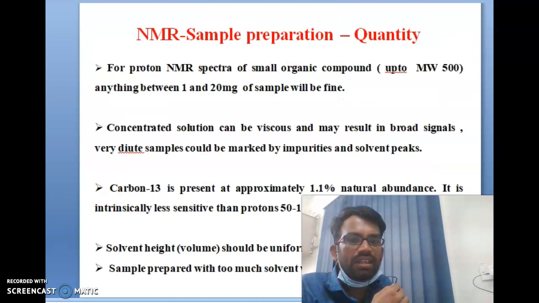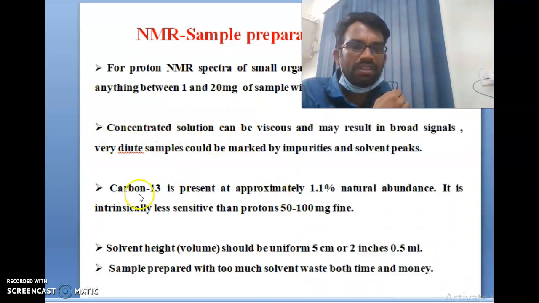You can see the next one, NMR sample preparation quantity. How much quantity? For proton NMR, if your compound has a molecular weight up to 500, then you can use 1 to 20 mg. If the signals are viscous and broad, for carbon-13 you can use 50 to 100 mg. 50 to 100 mg is fine for carbon-13 NMR. For solvent height, you can see 5 centimeters uniformly, or 2 inches, or 0.5 ml, nothing but 500 microliters is enough. If you use too much solvent, it wastes time and money.